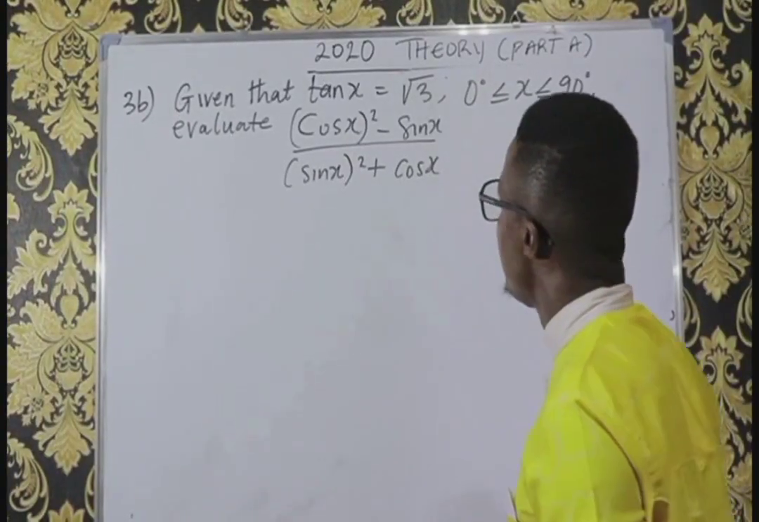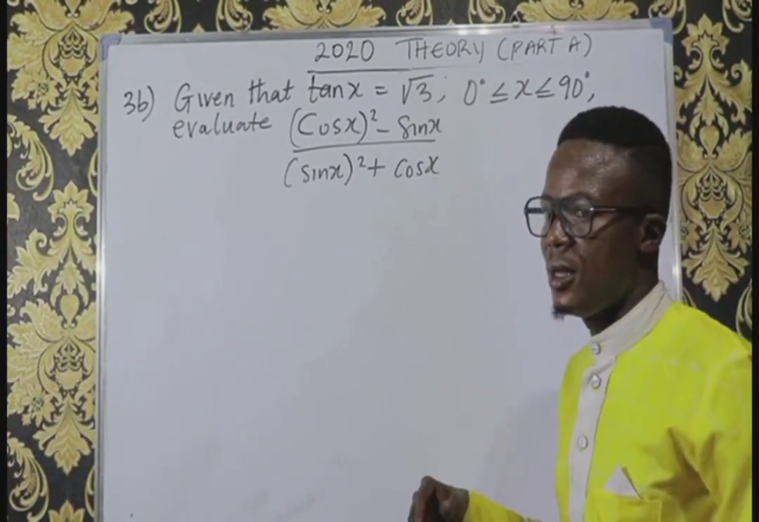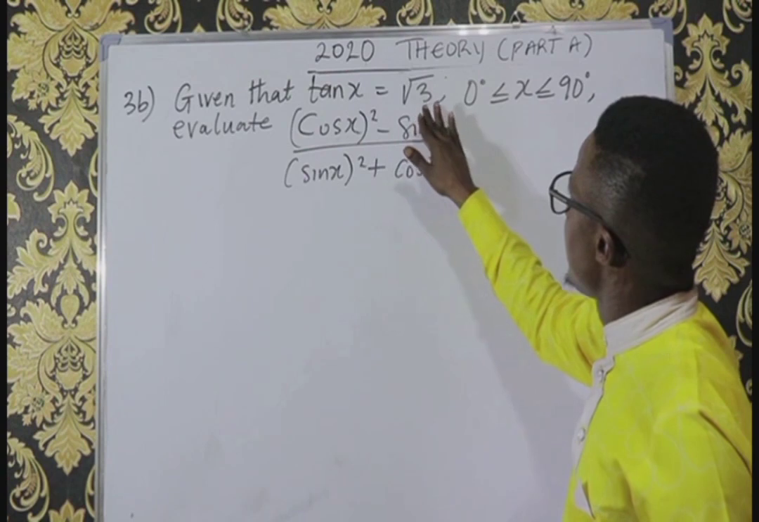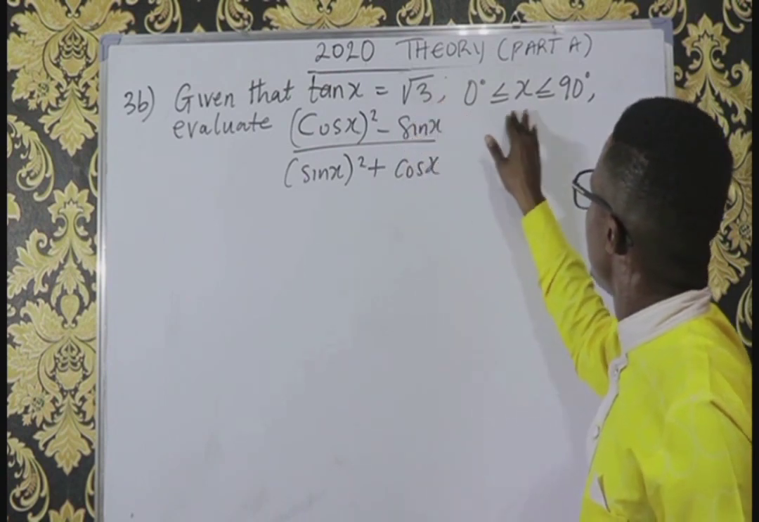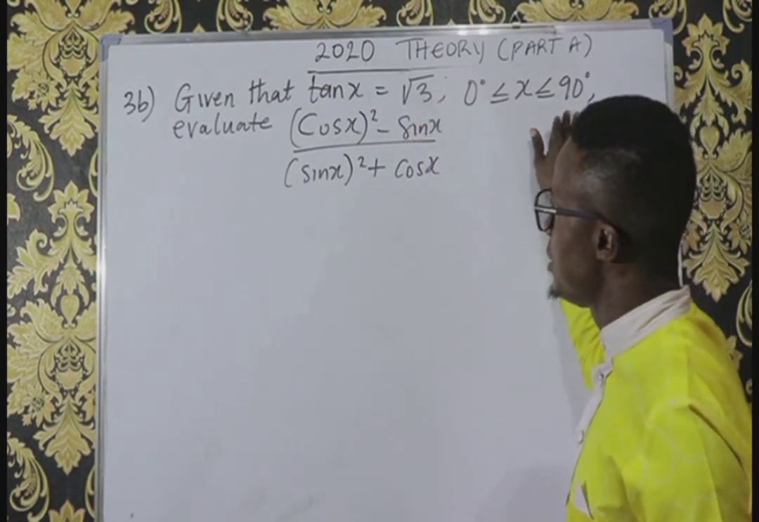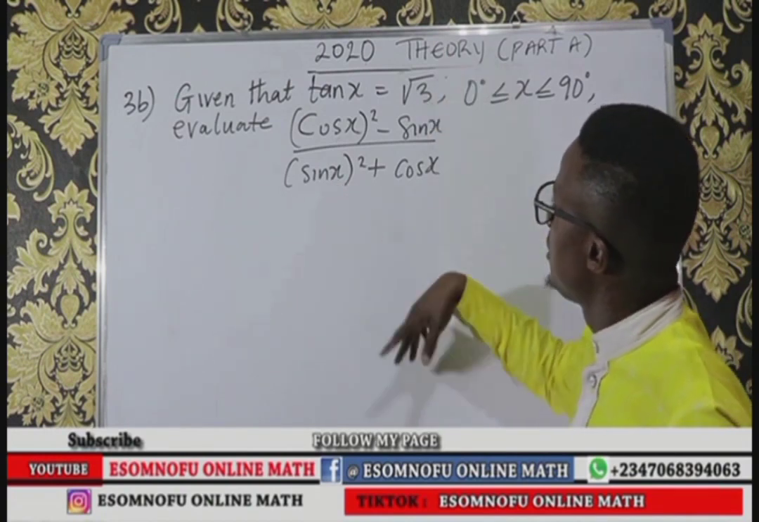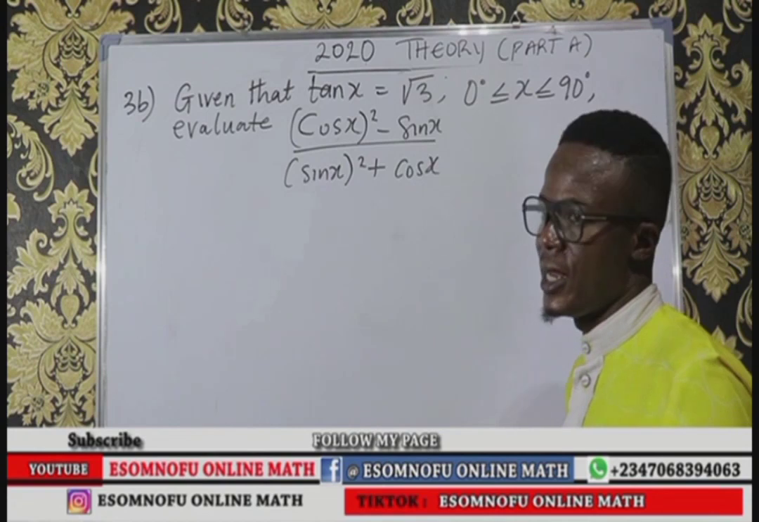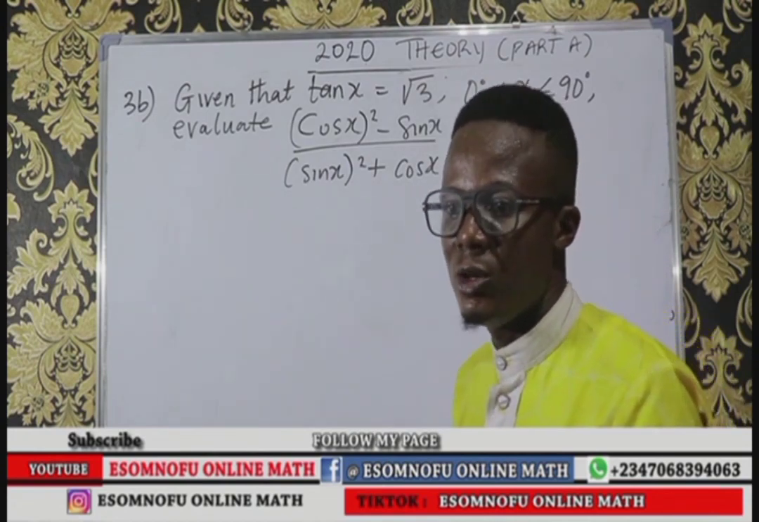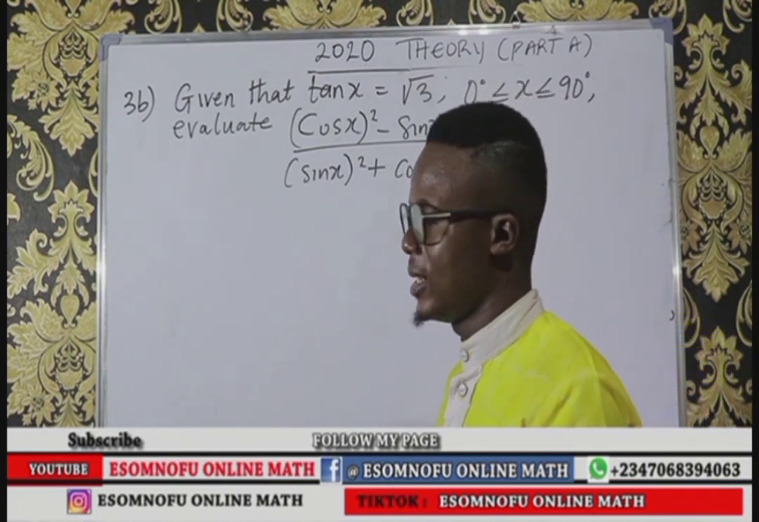In question 3b of 2020 theory part A, we are told that tan x is √3 and the angle x lies between 0 to 90 degrees. We are asked to evaluate this. We only know the value for tan, but we don't know the value for cosine and sine. Therefore, we need to work out the values of cosine and sine.